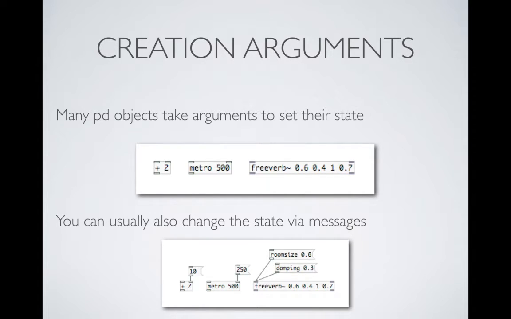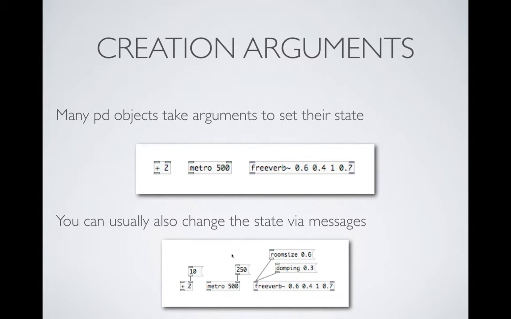Okay, so you would have also seen that we can pass arguments into objects to set their state. If we're instantiating a plus object, we can pass in the number that we want to add to any inputs that come in the first inlet. Likewise with the metronome, before we said we wanted a delay of 500 milliseconds between the bang messages sent out the outlet of the metronome. And if we're using, say, a reverb object, we can pass in various parameters when we initialize that object to set up the style of the reverb we want.